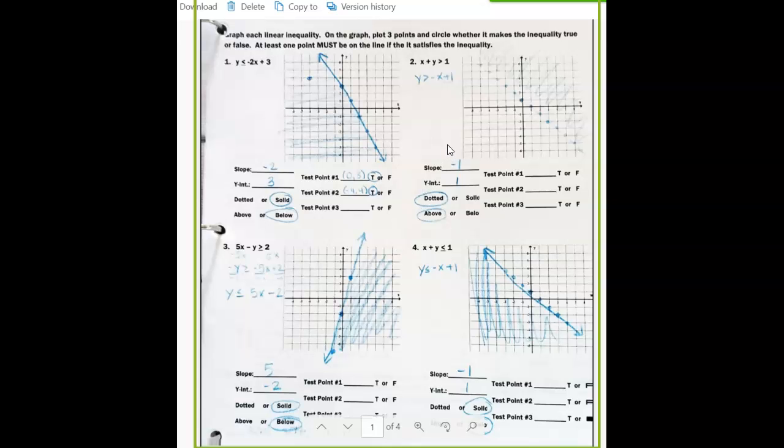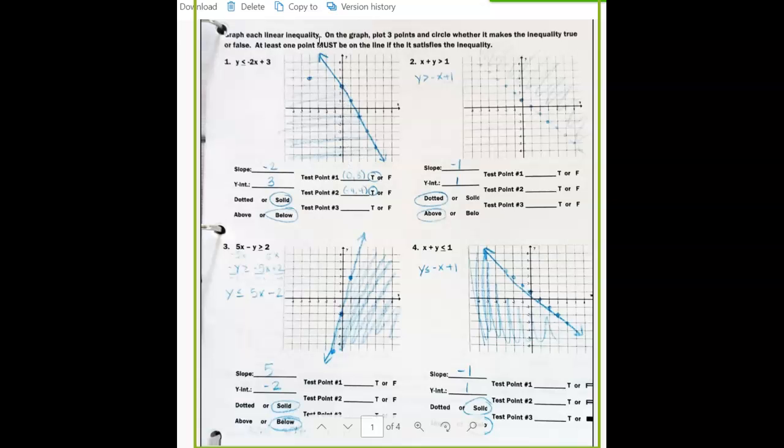So at this point, we have a solid line, and we are going to pick test points to make sure our shading is within the line or outside the line. And then we are going to determine if they're true or false. So you can see I picked this point here, -4, 4. It's in the shading. When I plugged it in, it is true. So therefore, I know my shading is correct.